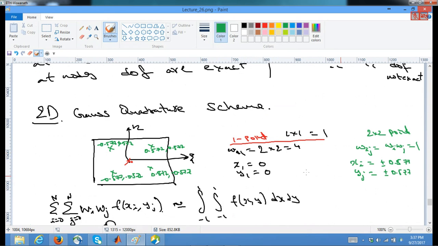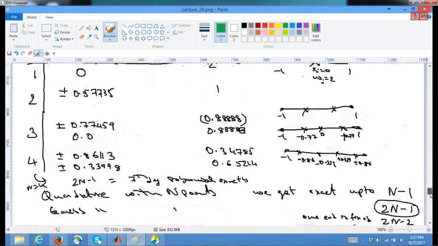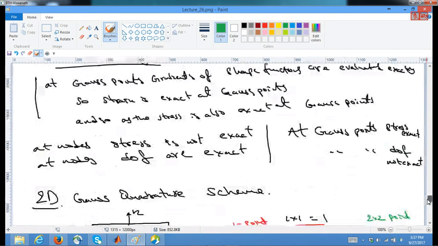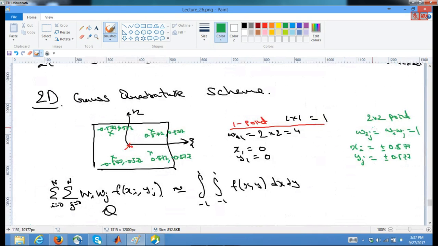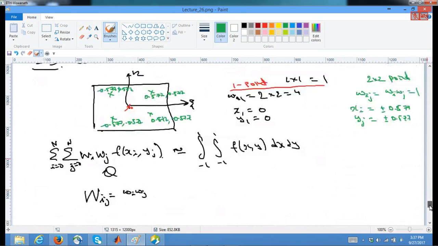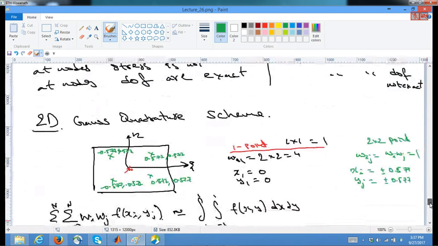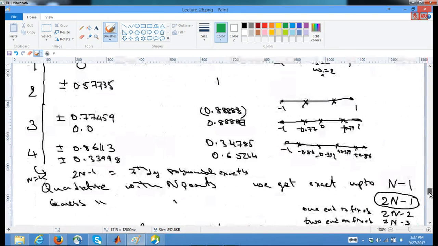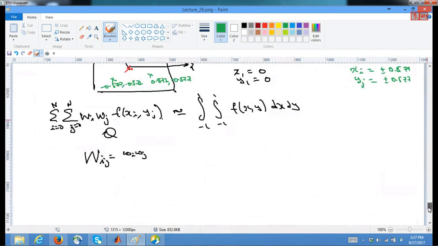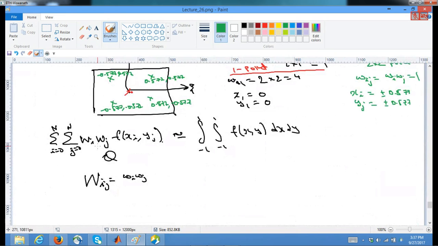Similarly, you can come up with 3 by 3, 4 by 4, or not necessarily the same combination. You can go with m cross n, where it can be 3 × 2 or 2 × 3, depending upon the problem and requirement. You can construct higher order, higher dimensional quadrature schemes. In this manner, you can use a simple one-dimensional quadrature scheme and multiplex it for the other dimensions.